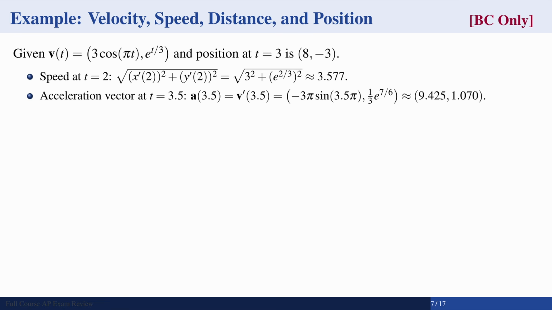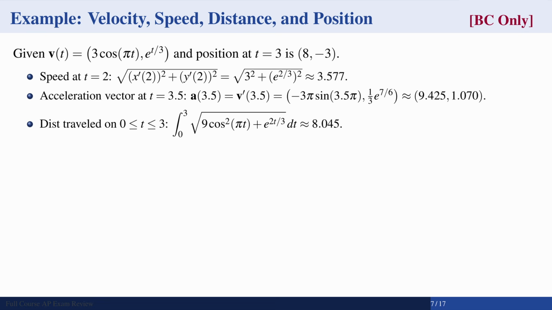The acceleration vector at t=3.5 is a of 3.5, which is v prime of 3.5. If this was calculator, you could just now write down, so I got 9.425, comma, 1.070. If it was non-calculator, you can do it by hand. It's just not all that much fun. Actually, it's pretty easy to do by hand. All right, distance traveled on the interval from 0 to 3 is the integral from 0 to 3 of the square root of x prime squared, so that's 3 cosine of pi t squared, and then y prime squared, so quantity e to the t over 3 squared, and that's approximately 8.045.